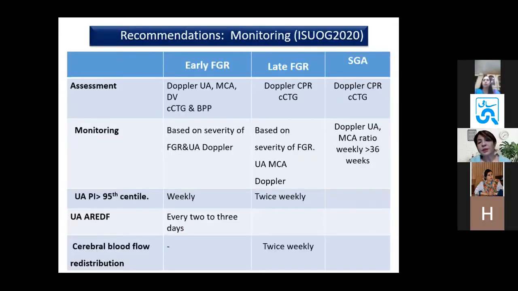Now, this is just to compare how things vary between the American and the European side. Most of the European studies or the latest ISUOG guidelines show that if you have a late onset fetal growth restriction, you would do twice weekly umbilical artery and MCA and cerebroplacental ratio, and you would do weekly in the early onset fetal growth restriction.